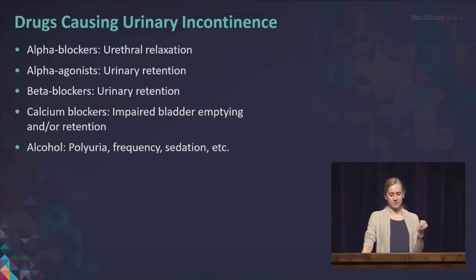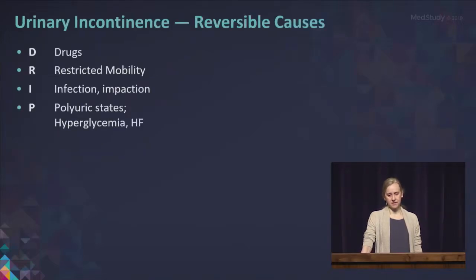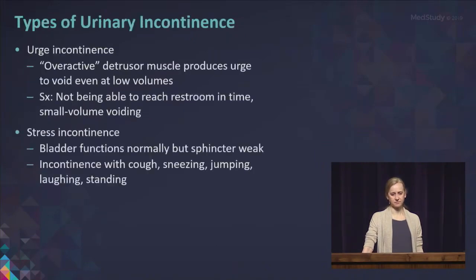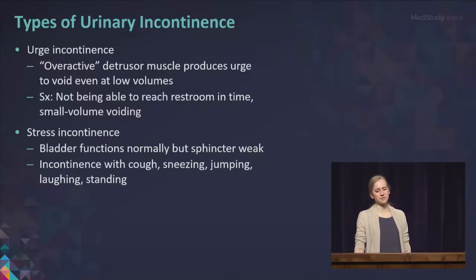And then alcohol is a big offender because it's similar to caffeine. It's a diuretic. It causes frequency. It causes sedation. Even young people can have urinary incontinence in the context of alcohol overuse. So a cute little acronym to help you remember the reversible causes of urinary incontinence: DRIP, right? So drugs, restricted mobility, infection or impaction, and then polyuric states like hyperglycemia, heart failure, alcohol abuse, all of that stuff.